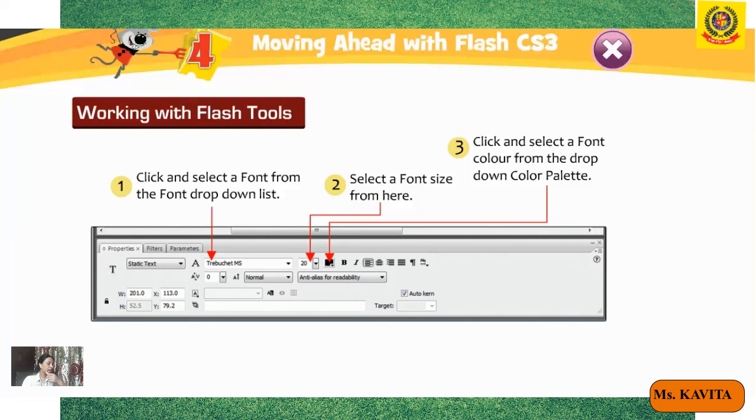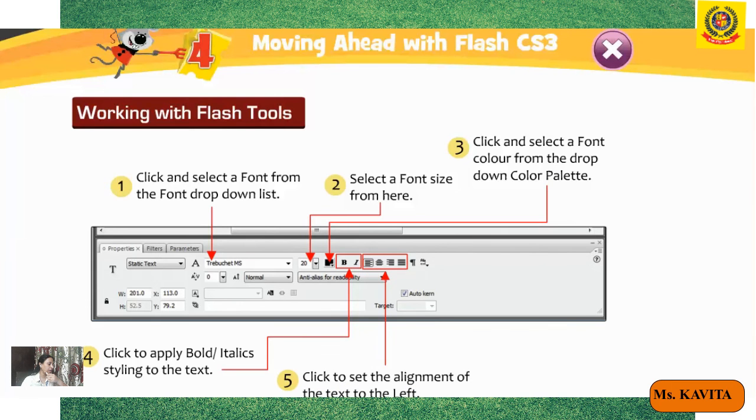Notice that your text box expands to accommodate the text typed by you. If you want to type the text in the next line, just press the enter key. The cursor will shift to the next line. So in this way you can shift to the next line.